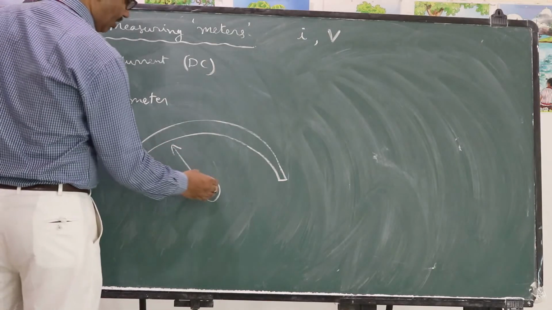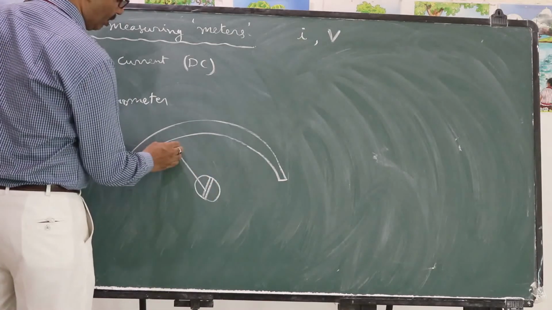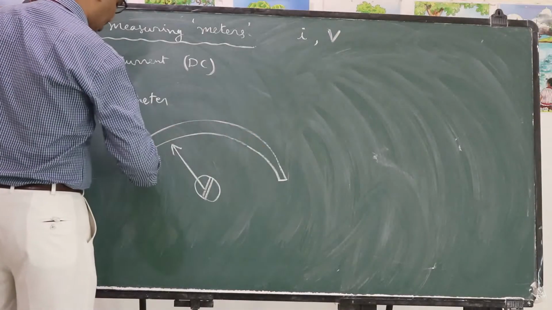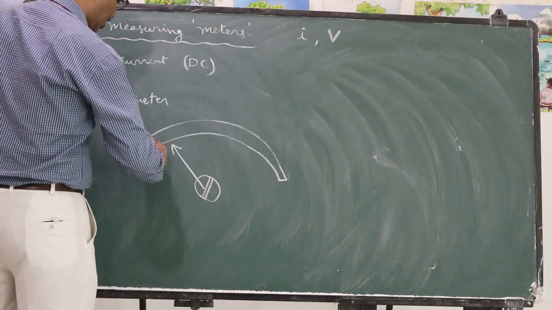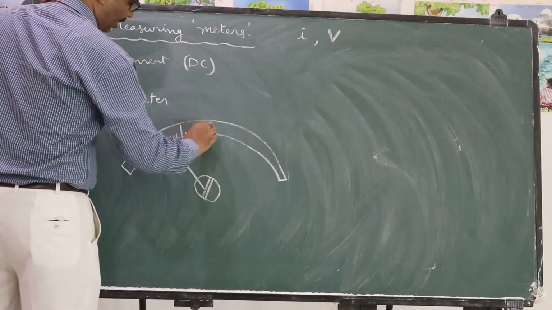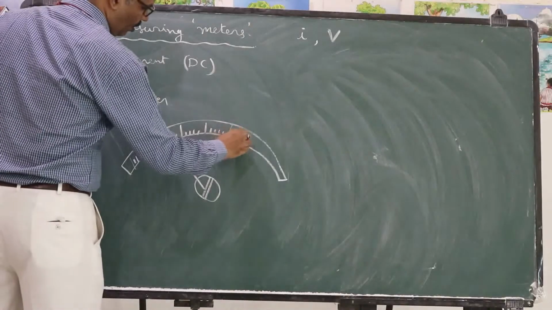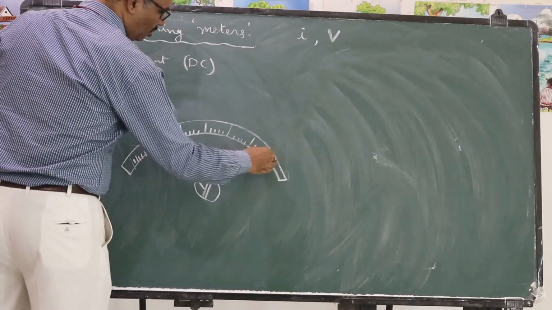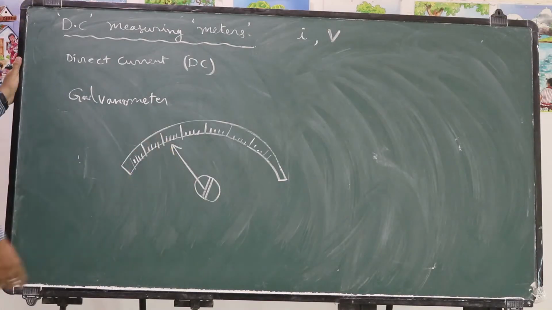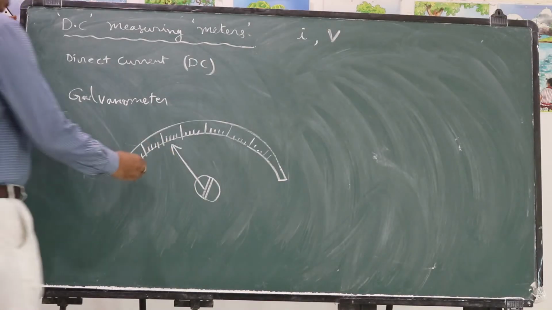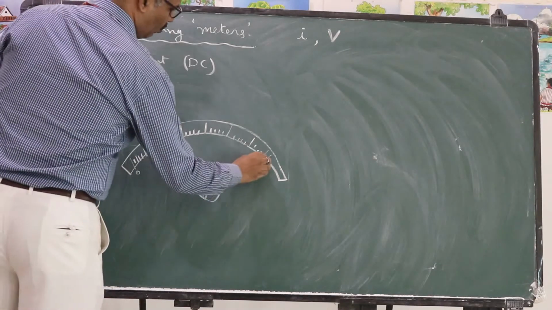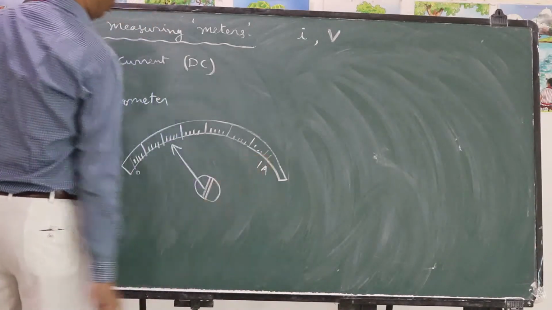So the galvanometer consists of a rectangular coil which is attached with a pointer. The pointer is capable of moving over a graduated scale like this. Once we supply current to this, some magnetic field gets developed, which produces some deflection in the meter. The readings are from 0 to 1 ampere, something like that.